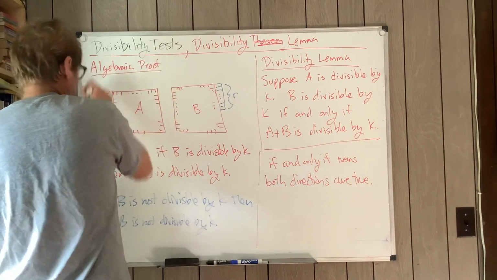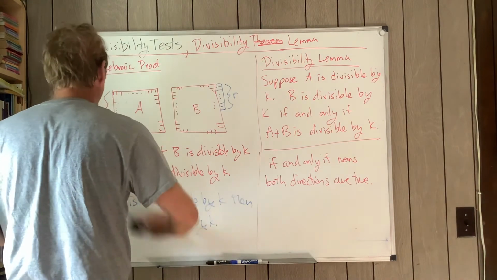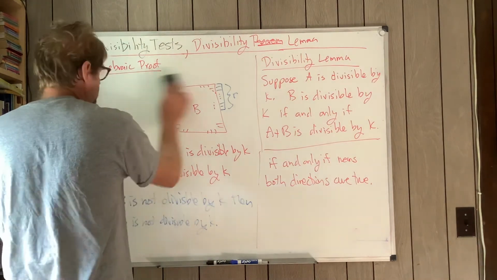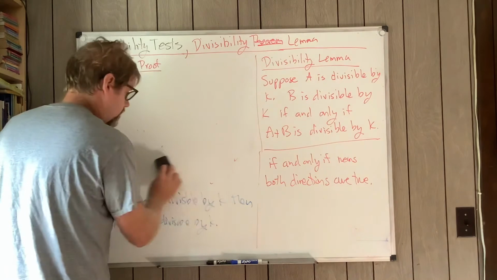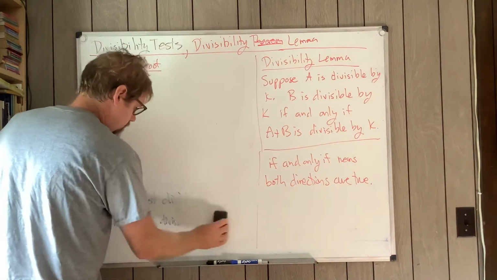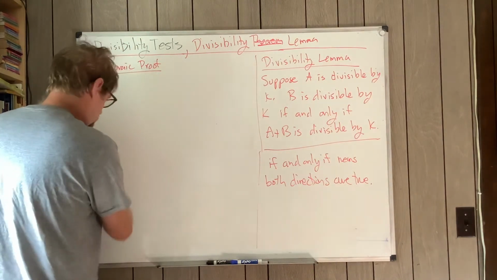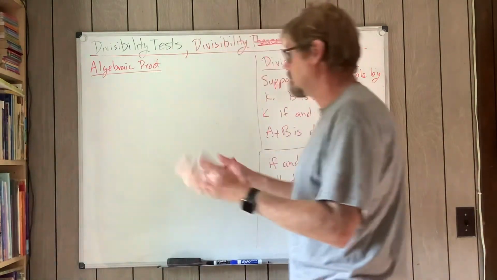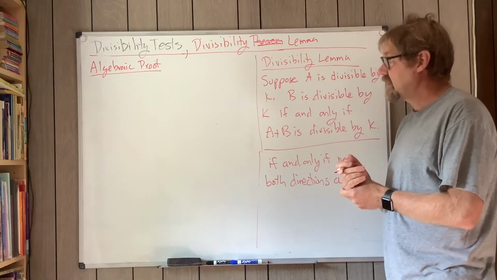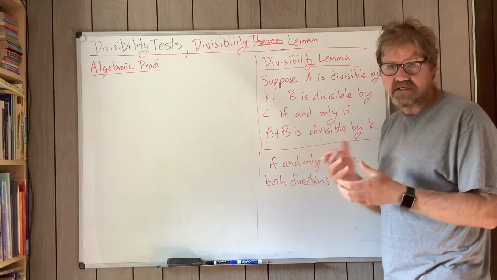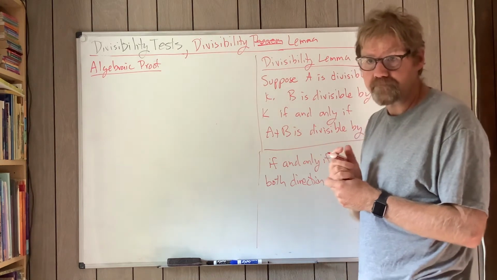And the big thing about the algebraic proof is this is sort of the gold standard for mathematics. Picture proofs are really nice, but often, among groups of mathematicians, it's like, nah, you need to do a little bit more.